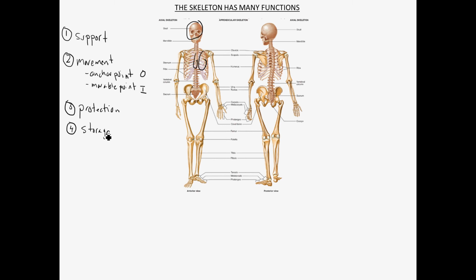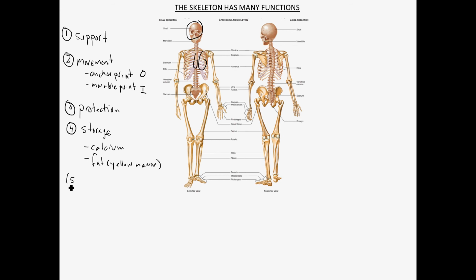And one thing that is stored in bones is the mineral calcium. And we'll talk later in screencasts about the regulation of calcium. Another thing that's stored in bones is fat, primarily in yellow marrow. So this is a site of fat storage, not much, but there is some there.